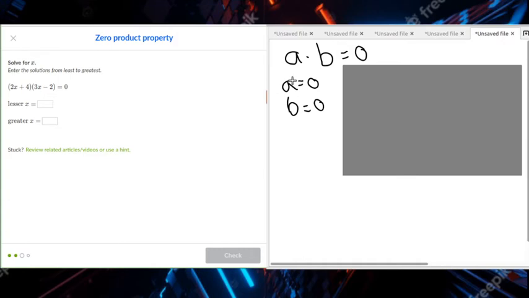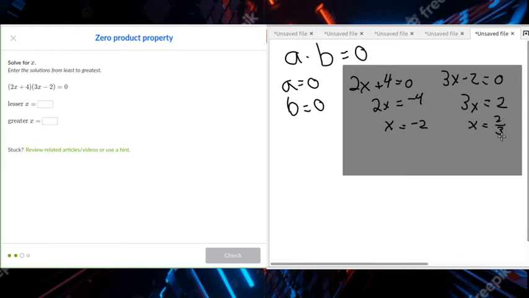So I'm going to come over here and I'm going to split these up. 2x plus 4 is equal to 0, or 3x minus 2 is equal to 0. And I'm going to subtract 4 from both sides, so I'm going to get 2x is equal to negative 4, and then I'm going to divide both sides by 2, so x is equal to negative 2. And over here, I'm going to add 2 to both sides. So I'll get 3x is equal to 2, and then I'll divide both sides by 3, so I'll get x is equal to 2/3.